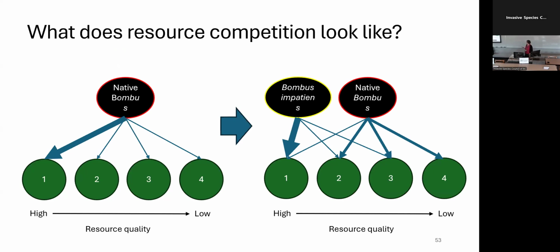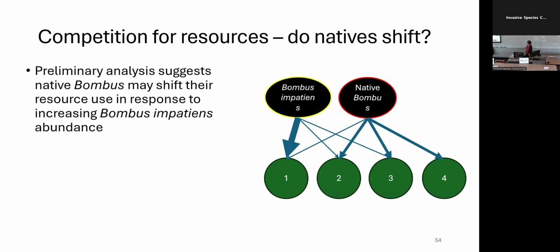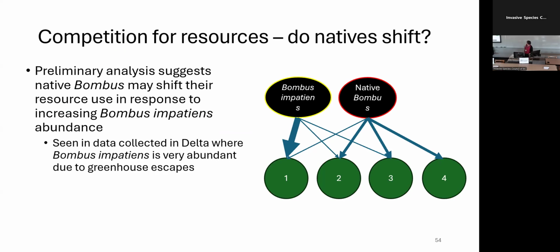And I messaged my collaborator who's doing this analysis, and she says, well, this is what I can tell you. We have a preliminary analysis that suggests that native Bombus may be shifting resource use in response to increasing Bombus impatiens abundance. So some support using network analyses for this pattern. Now, I will say that that data is collected in Delta. And in Delta, we have two things going on. We have naturalized populations, and then we have greenhouses full of Bombus impatiens, and the workers are flying out of the greenhouses and foraging. So you have high concentrations of these bees from two sources.